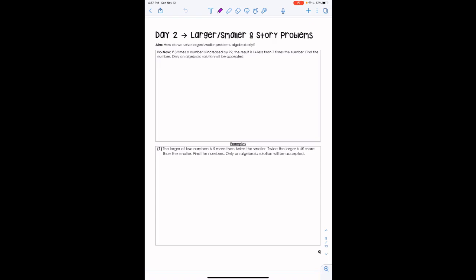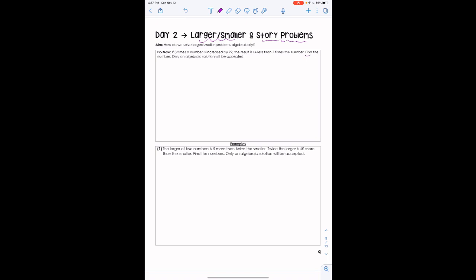Okay, today's lesson is going to be on larger, smaller type word problems. I'll explain what that means as we go through it, and then story type problems, which are very similar. All right, but let's just try the do now. So I'm going to read through and set it up, and you should do the same.